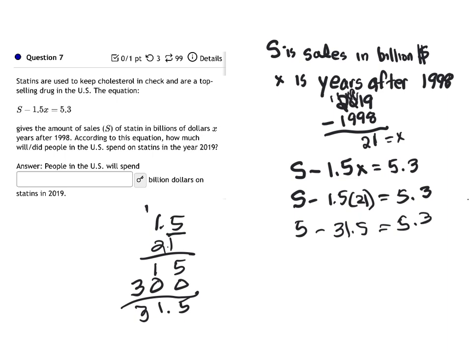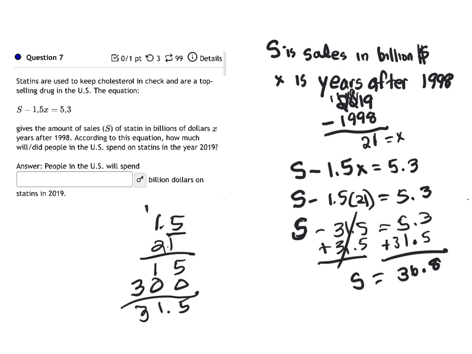So we're going to do the opposite of subtracting. This again is an S. We're going to add 31.5 to both sides. That goes away. Remember, when you add decimals, line up your decimals. So 31.5, so that gives us 36.8, and that is S equals. So that's 36.8 billions of dollars. And does it say anything about rounding? Nope, so we'll just put in 36.8.